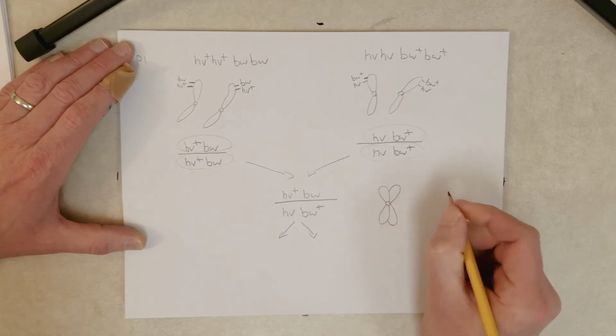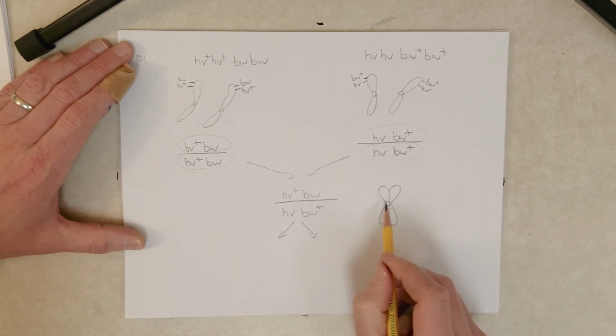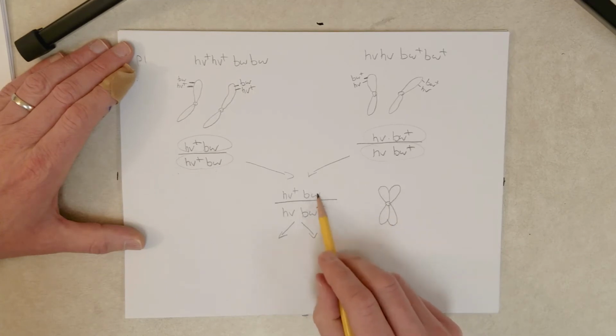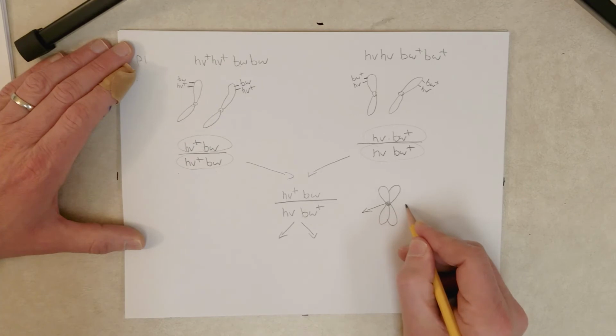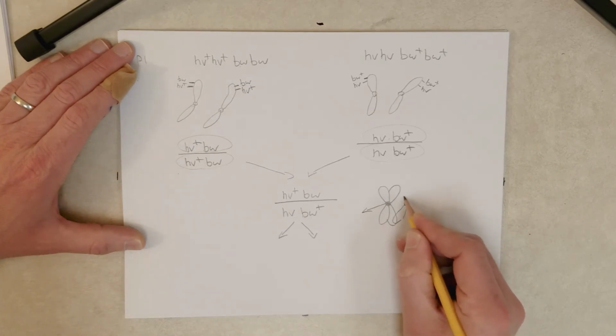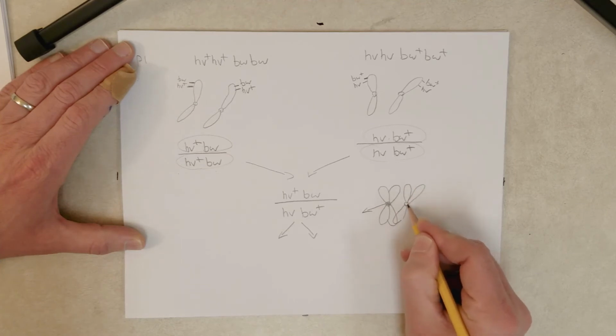You could pause the video right now and diagram what you think a tetrad would look like in this fly, labeling the positions of the genes and putting the alleles down. I'll show you what that looks like here. So let's assume this is metaphase of meiosis 1.